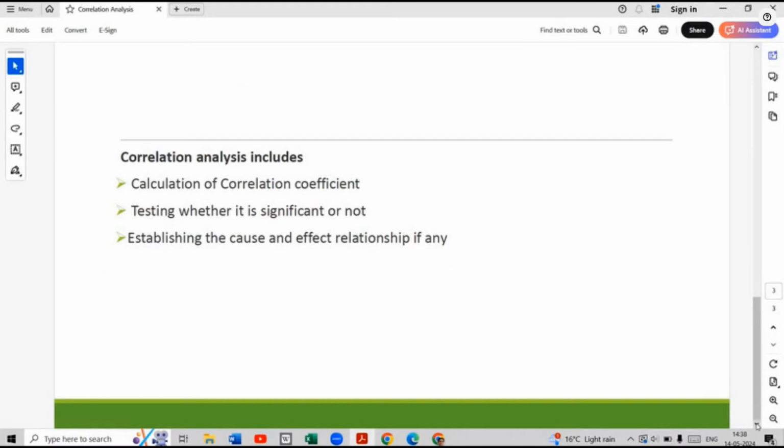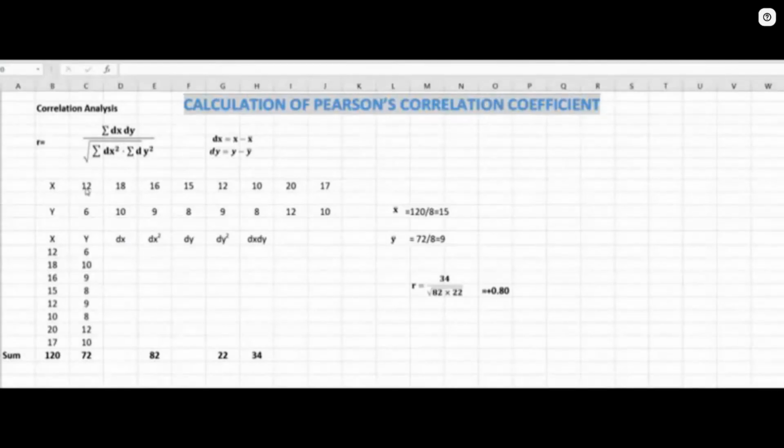When we are doing a correlation analysis in statistics, we calculate the correlation coefficient. Though from the value of the correlation coefficient we know the strength of the relationship, we can also check the significance of the relationship between the two variables using a significance test. And in analytical research, we can also try to analyze the cause-effect relationship. We will now see the calculation of Karl Pearson's correlation coefficient.